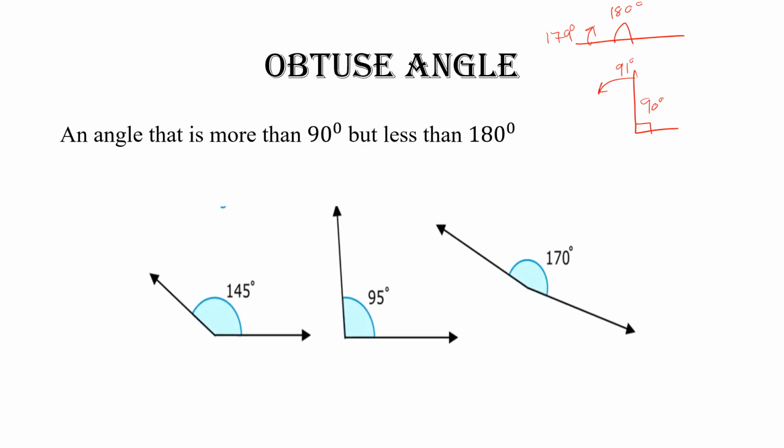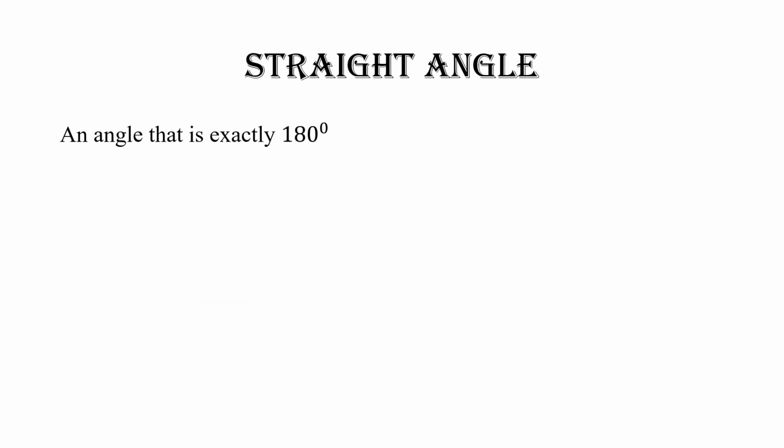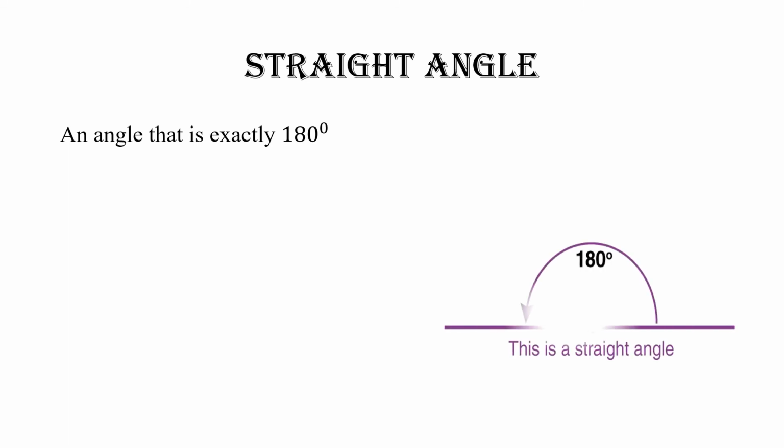And we need to know what they look like. These are examples of what obtuse angles look like. They are more than 90 but less than 180. So they could open out, they could come to be very close to flat, but it cannot be flat. Because if it's flat, guess what? We have a straight angle. And a straight angle is exactly when it is flat. This is a straight angle, 180 degrees.